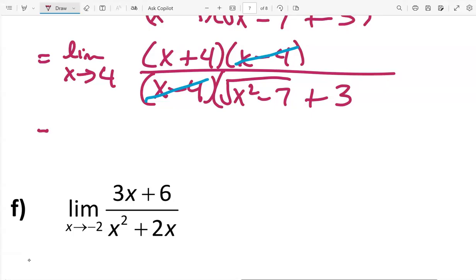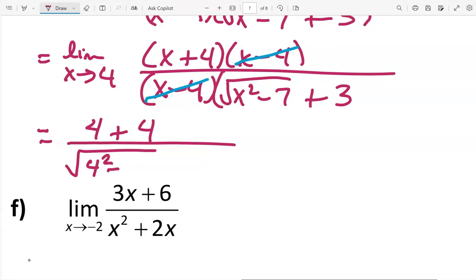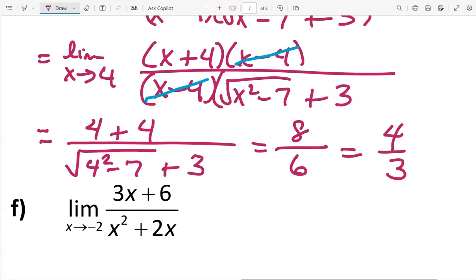And so what we can do now is take the limit by finding the function value of the new function that doesn't have that discontinuity. So that limit would be 4 plus 4 divided by the square root of 4 squared minus 7 plus 3. And that will give us 8 divided by, and 4 squared minus 7 is 9, so the square root of 9 is 3. 3 plus 3 is 6, so 8/6, our limit is equal to 4/3.